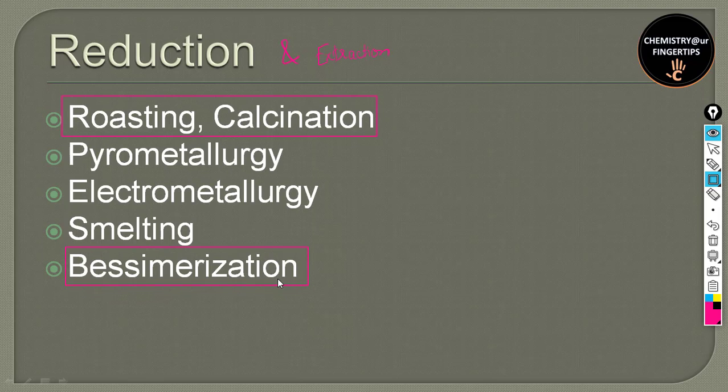It's done in the Bessemer converter. What is the charge that is charged inside the Bessemer converter, etc. Pyrometallurgy: high temperature blast furnace reaction. Electrometallurgy: what do you use, what is the electrolyte, what are the methods, what happens at the cathode and anode, and the smelting process. Try to understand them and do it thoroughly.